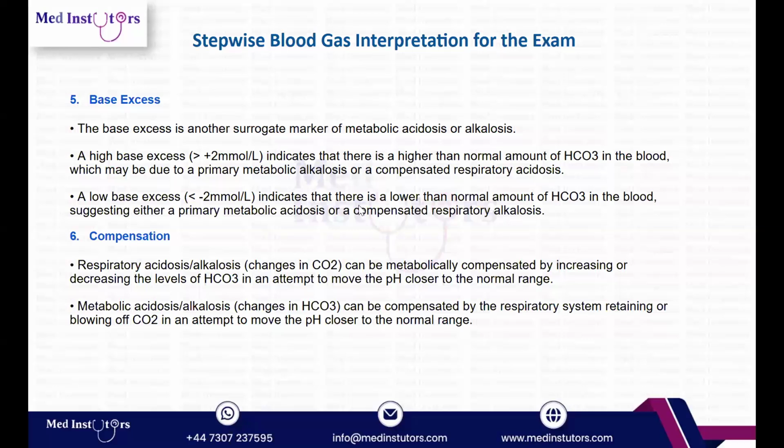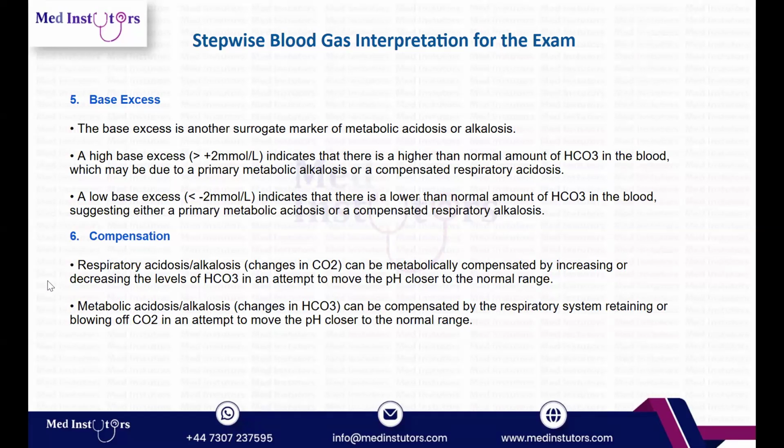Okay, so base excess is another surrogate marker of metabolic acidosis or alkalosis. A high base excess, more than 2 millimole, indicates a higher than normal amount of bicarb in the blood, which may be due to primary metabolic alkalosis or compensated respiratory acidosis. A low base excess, less than 2 millimole per liter, indicates a lower than normal amount of bicarb in the blood, suggesting either metabolic acidosis or compensated respiratory alkalosis.